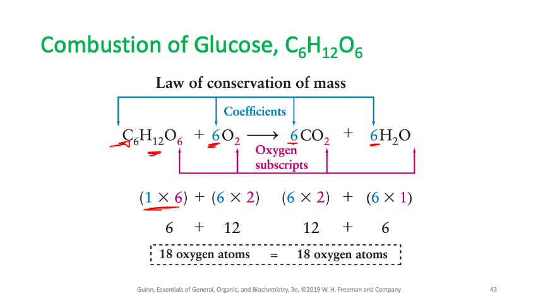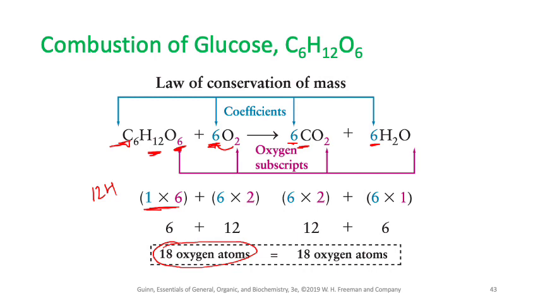How many hydrogen do you have in there? You have 12 hydrogen in here. And how many oxygen? 6 oxygen from glucose and 12 oxygen from the oxygen molecule. So you have a total of 18 oxygen atoms, right? Let's talk about the product side. How many carbon atoms are on the product side?